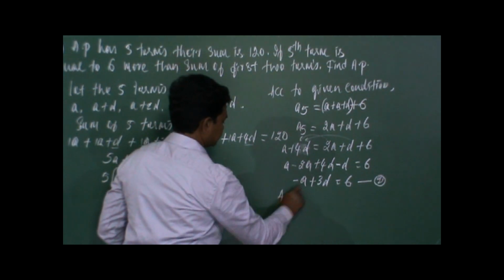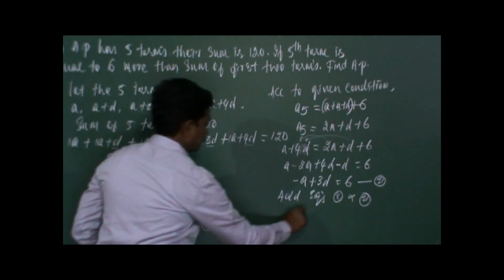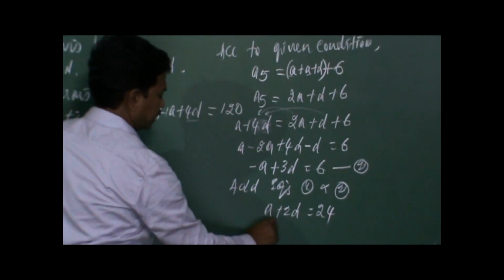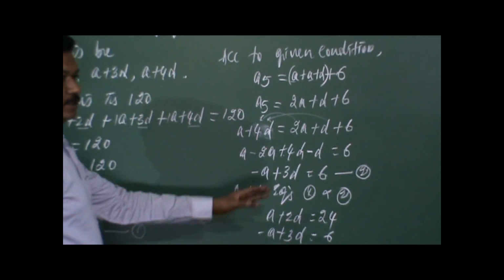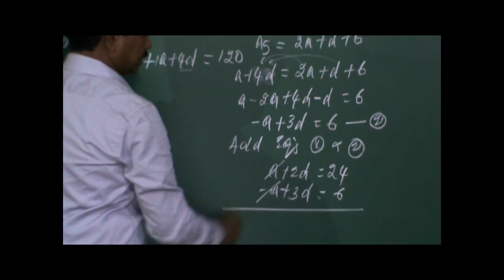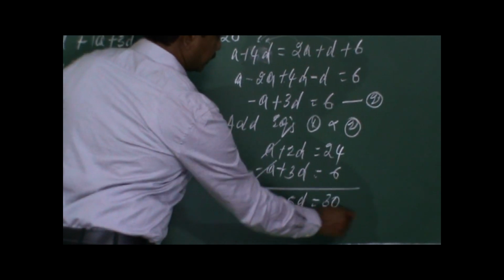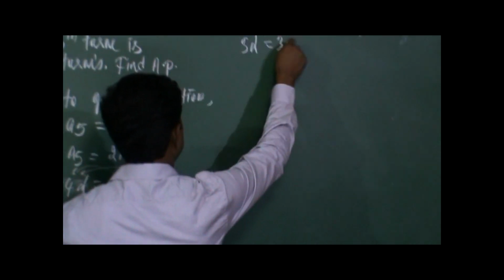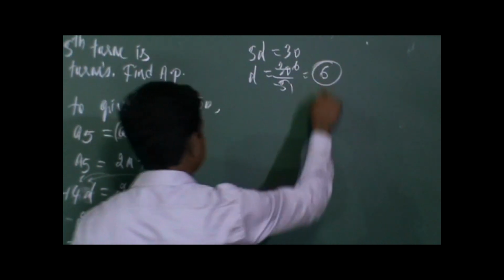So add equations 1 and 2. Equation 1 is A plus 2D is equal to 24 and equation 2 is minus A plus 3D is equal to 6. As we are adding, the signs of these terms do not change. So plus A minus A gets cancelled. 2D plus 3D is 5D is equal to 24 plus 6, which is 30. So 5D is equal to 30, D is equal to 30 by 5. Five sixes are 30. So the value of D is 6.